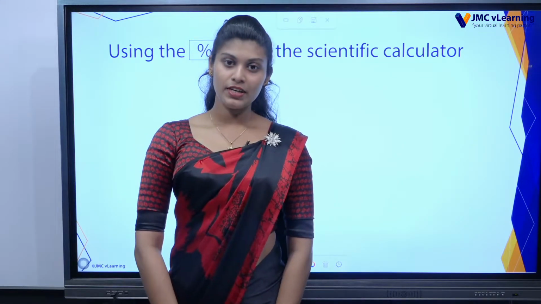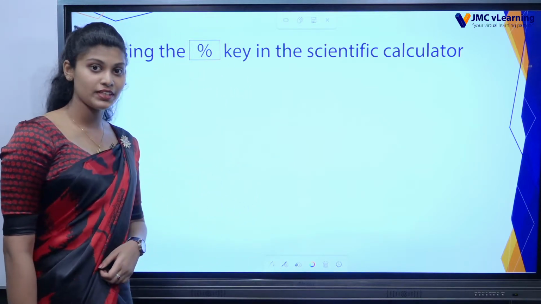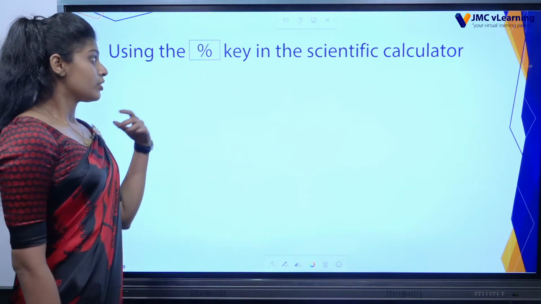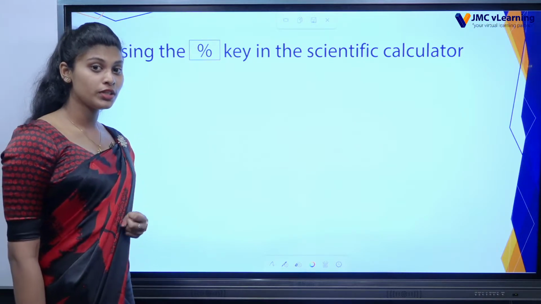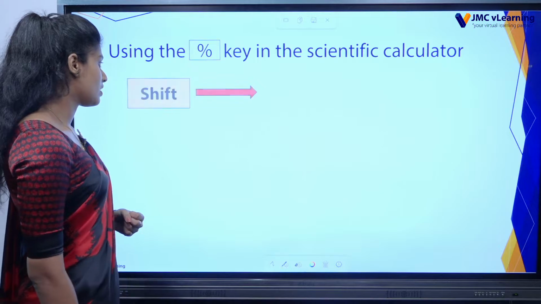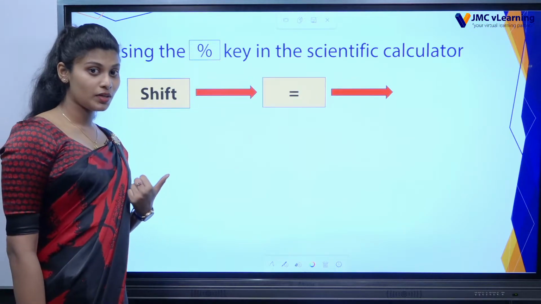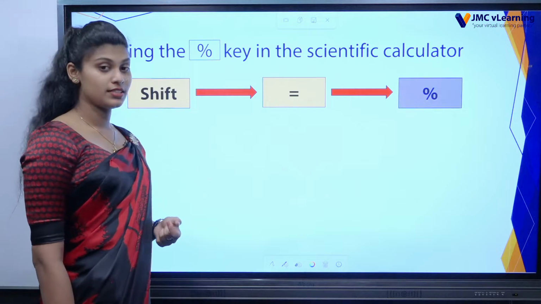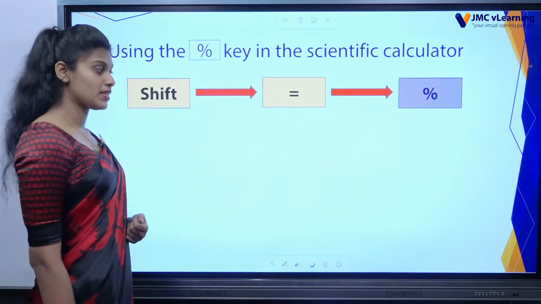Now let's simplify the sums using the percent key in the scientific calculator. To take the percent key, you have to press two keys. What are they? First you have to press the shift button, then the equal button. After that you can take the percent symbol. Let's see some examples.